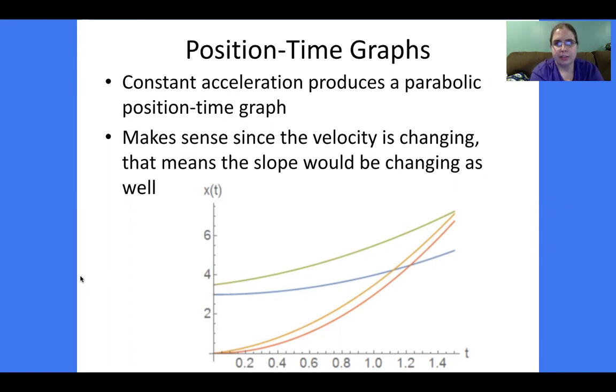But with constant acceleration, we tend to see these curving parabolic shapes, and that's because of the changing velocity at each point in time. It makes sense, since the velocity is changing, that the slope would be changing as well. At each time interval, because of the acceleration, the velocity will be changing, so you'll have a different slope because of the new velocity.